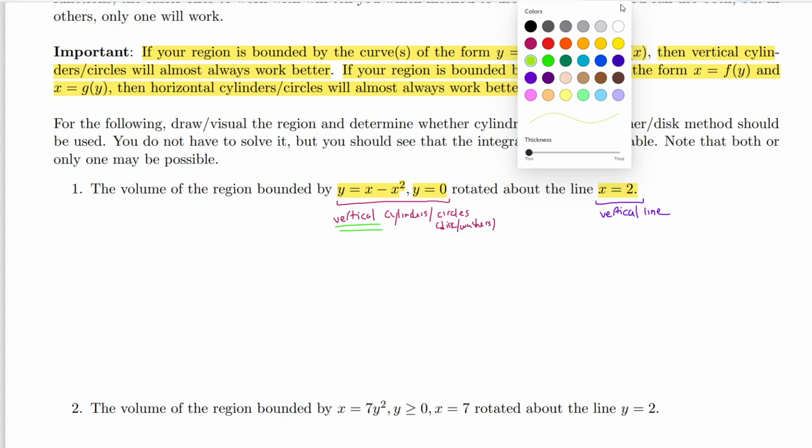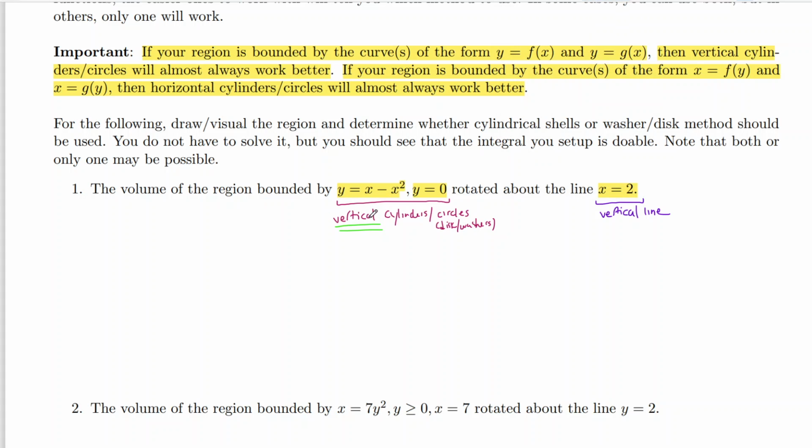Well, if we want vertical cross sections, the vertical little slabs that we draw, and we want to rotate it about a vertical line, that means vertical and vertical are parallel.